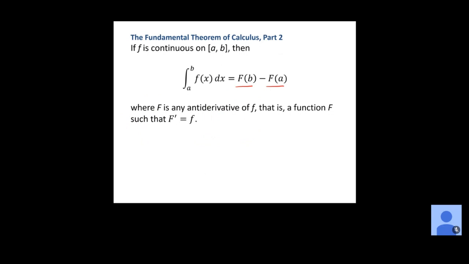So big F, remember, represents an antiderivative of little f. And so we take the antiderivative of our inside function, we plug in the a and b values, and we subtract. Always plug in b first and a second. Okay?